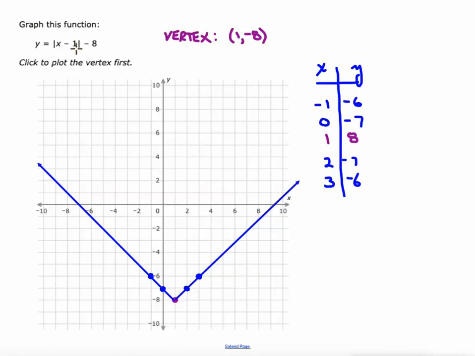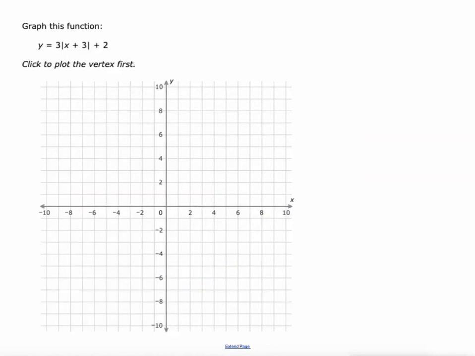So notice that the vertex was at 1, negative 8. Where do you think the vertex is going to be here? Take a guess. Here it comes. The vertex of this absolute value function is going to be at negative 3, positive 2. Negative 3, positive 2. Okay, are you seeing it? The opposite of that value for the x and this value exactly for the y.